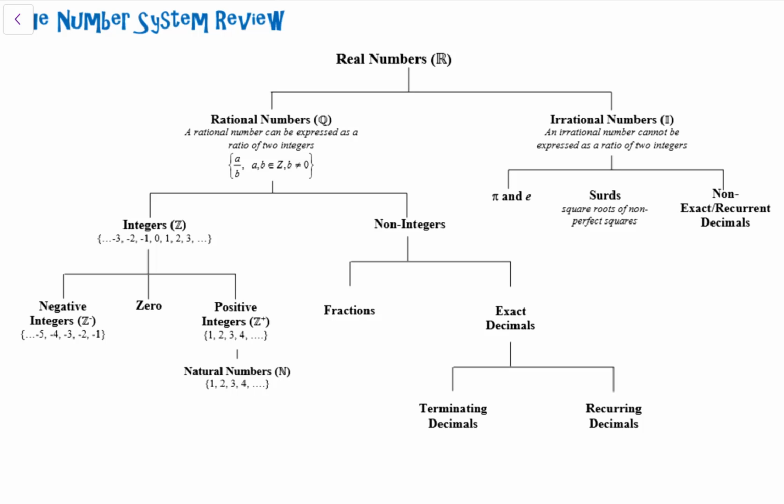Looking at our rational numbers, or Q, a rational number can be expressed as a ratio of two integers. They can be expressed as a fraction. They can be split into integers, our Z, or our non-integers. Non-integers are fractions or exact decimals. Exact decimals can be terminating or recurring. Our integers can be split into negative integers, zero or positive integers, and positive integers can go down into natural numbers, N. Now, some textbooks believe that 0 is a natural number, so that is controversial, I suppose you could say. I have always done that 0 is not a natural number.